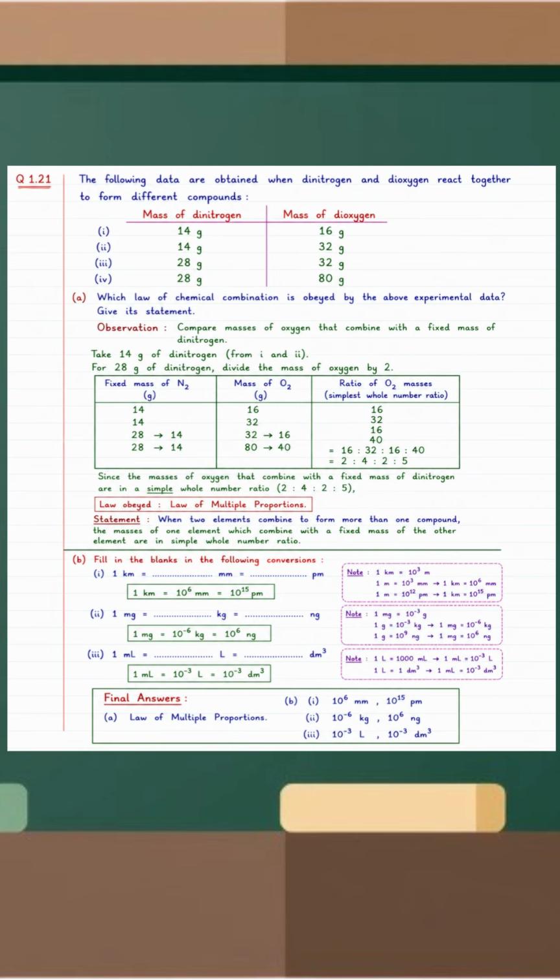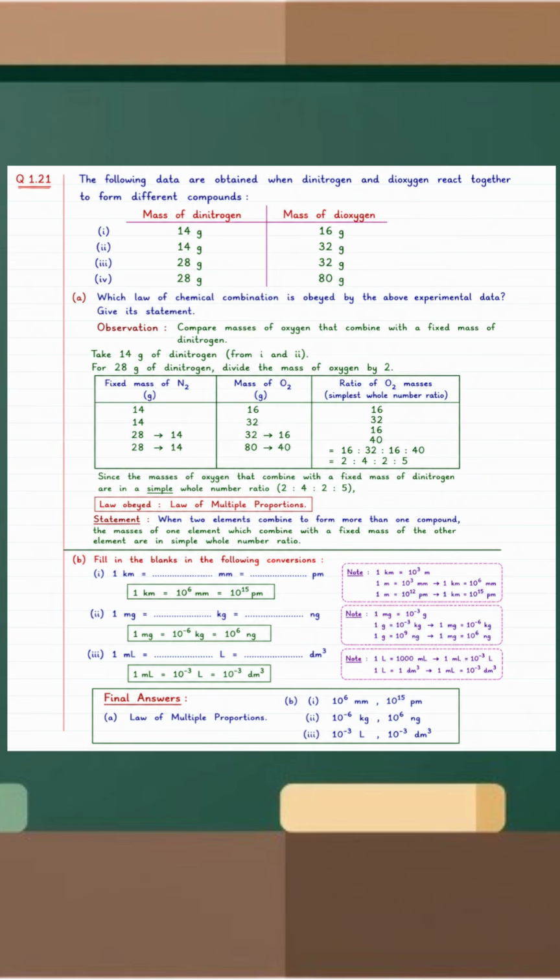Now part 2. Convert 1 milligram into kilogram and nanogram. We know, 1 milligram equals 10 to the power minus 3 grams and 1 gram equals 10 to the power minus 3 kilograms. So, 1 milligram equals 10 to the power minus 6 kilograms. Also, 1 gram equals 10 to the power 9 nanograms. So, 1 milligram equals 10 to the power 6 nanograms.